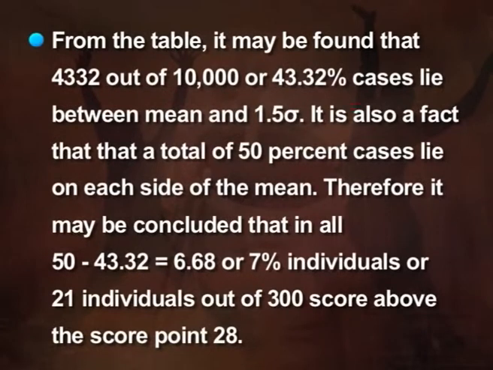From the table, it may be found that 4332 out of 10,000 or 43.32% of cases lie between the mean and 1.5 standard deviation. It is also a fact that a total of 50% of cases lie on each side of the mean. Therefore, it may be concluded that in all, 50 minus 43.32, we get 6.68 or 7% individuals, or 21 individuals out of 300, score above the score point of 28.